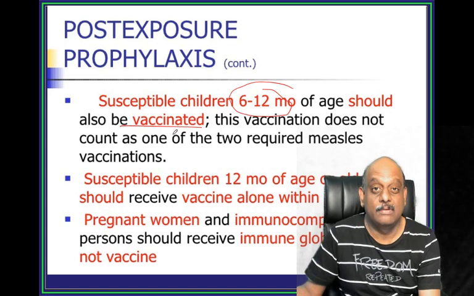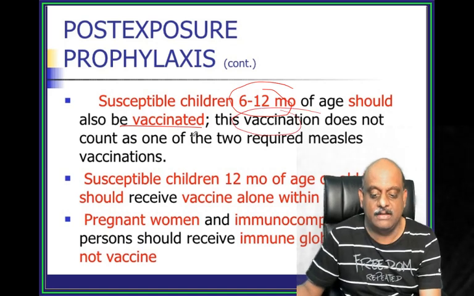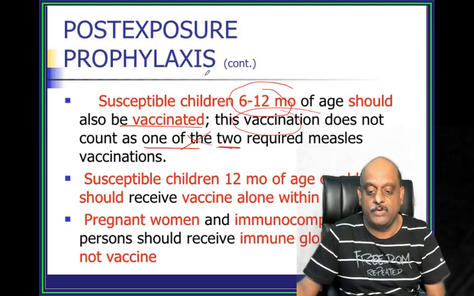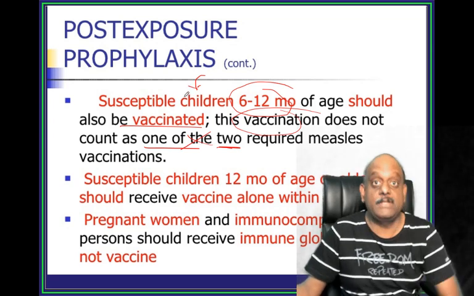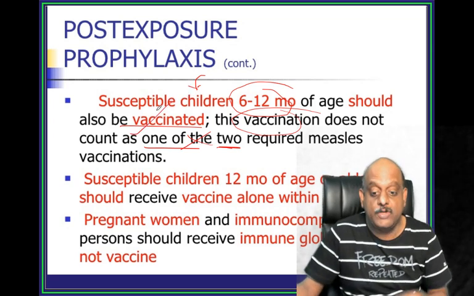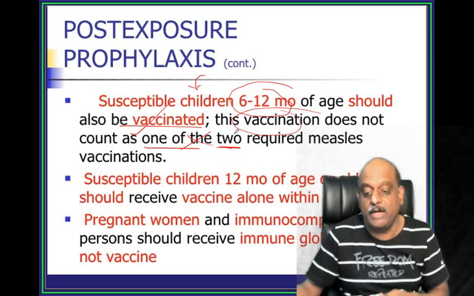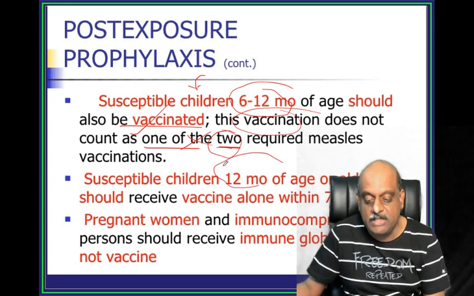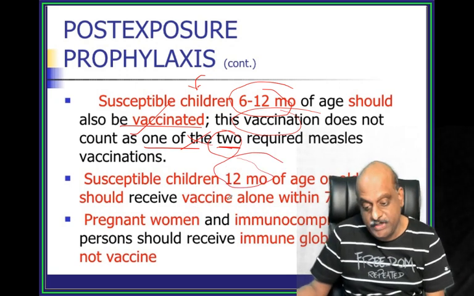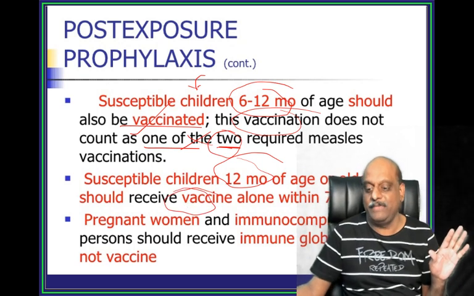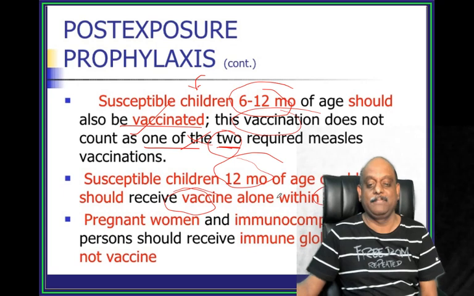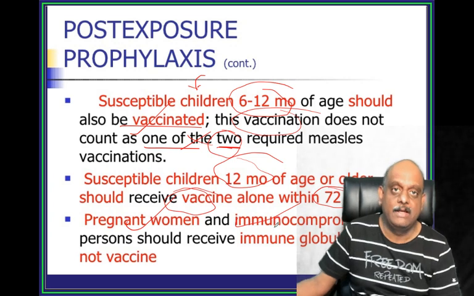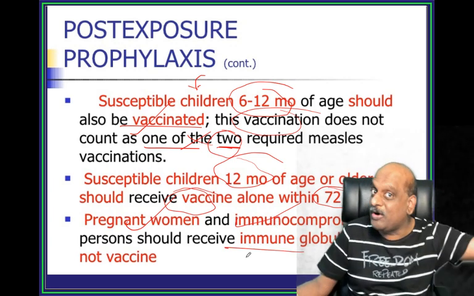And this vaccination is not counted as one of the 2 required measles vaccines. Suppose the child is susceptible because he has an exposure, and for that you have vaccinated, that vaccine should not be counted as the second dose. That's a point you need to remember. Similarly, susceptible children 12 months or older should receive the vaccine alone, within 72 hours. Right? And if there is a pregnant woman or immunocompromised person, they should receive the immunoglobulin but not the vaccine.